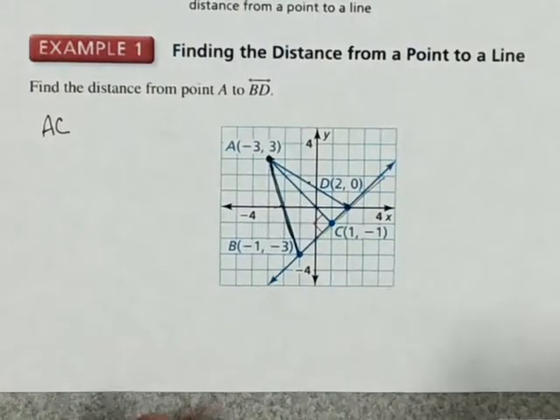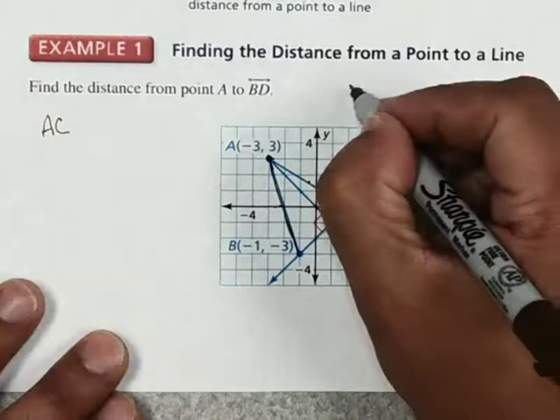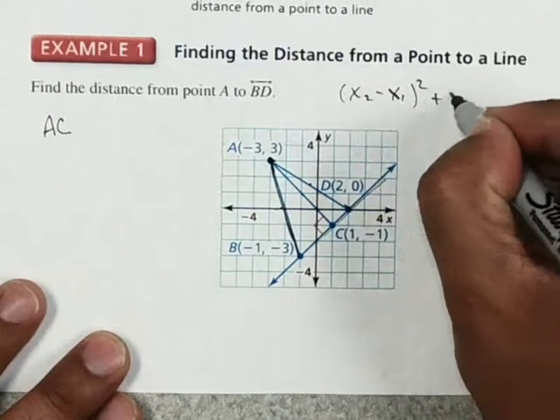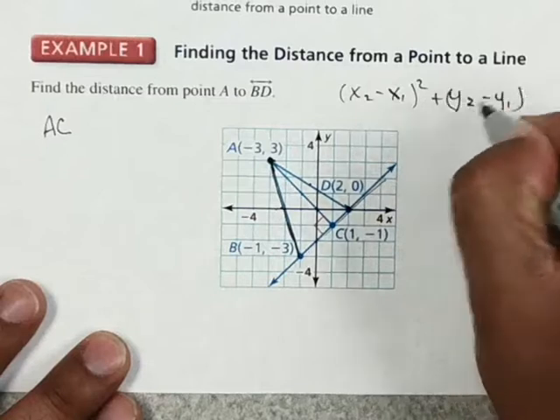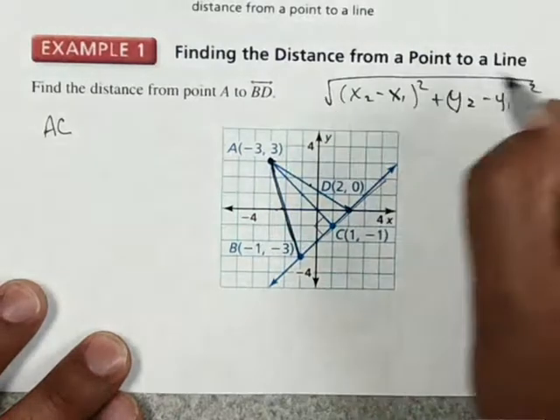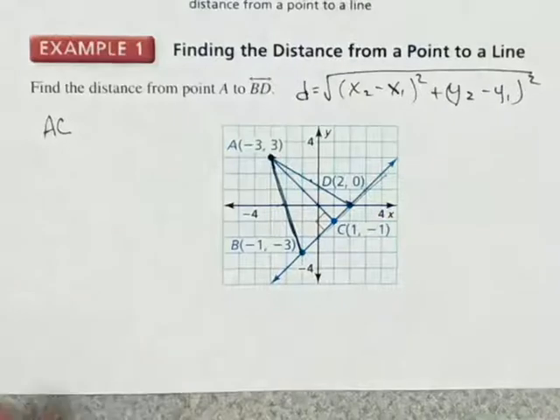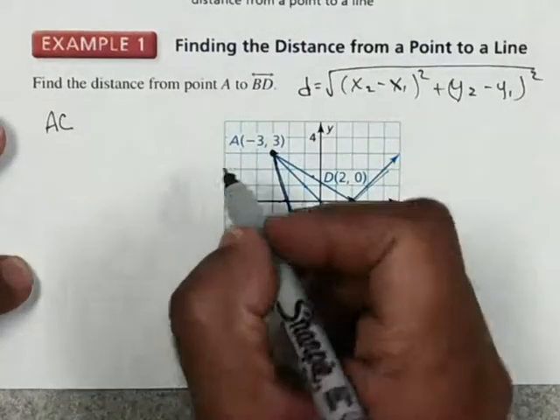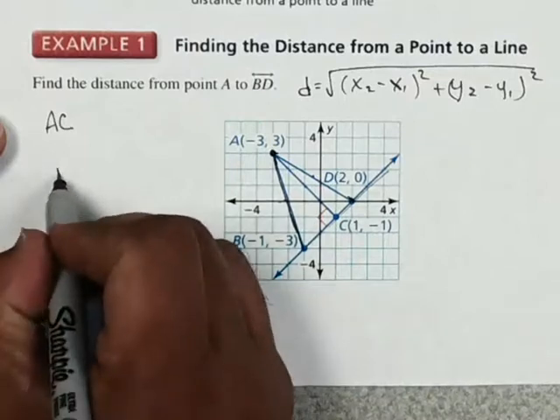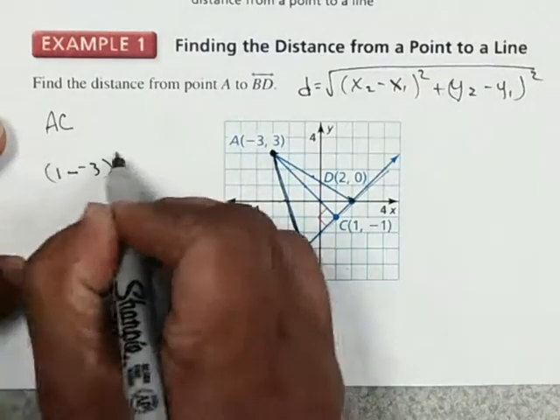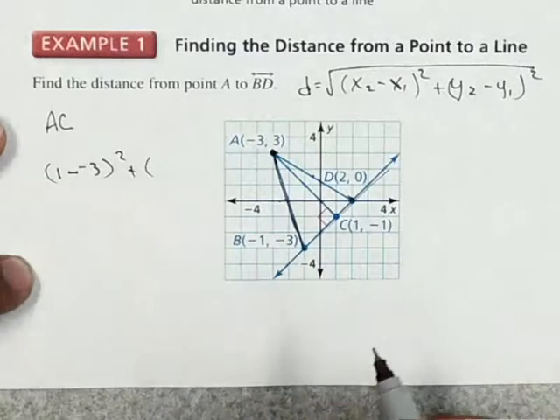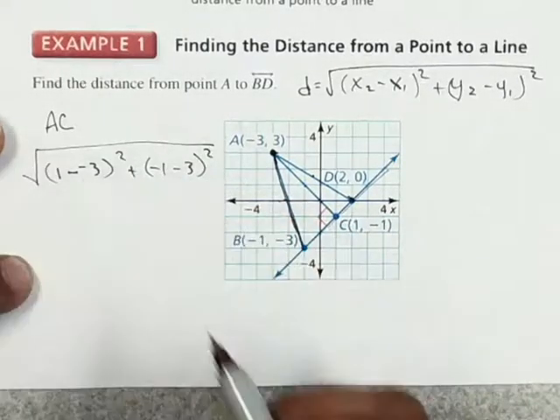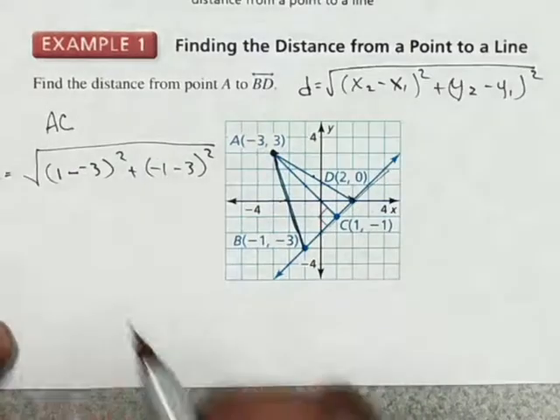which means we have to use the distance formula. All right, so let me rewrite that for you, for those of you that don't remember. That would be the distance formula. So if I'm going to use AC, I'm going to do 1 minus -3 squared plus -1 minus 3 squared. All right, that's going to give me the distance from A to C.